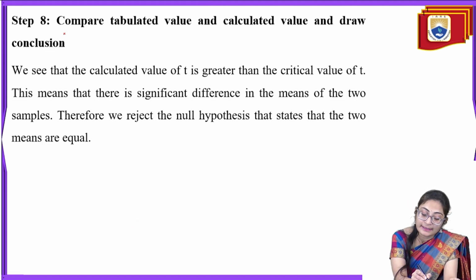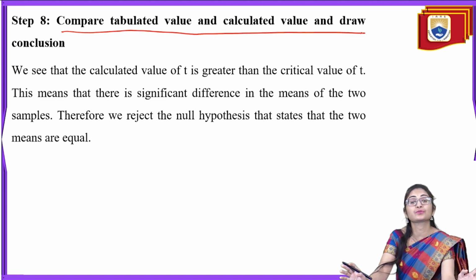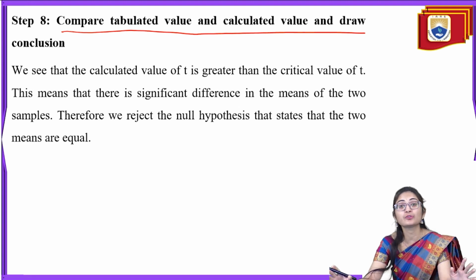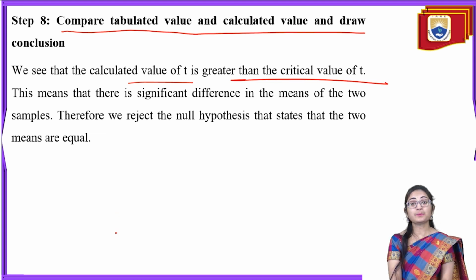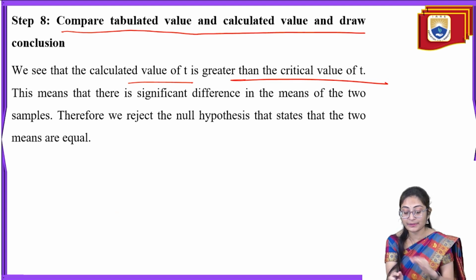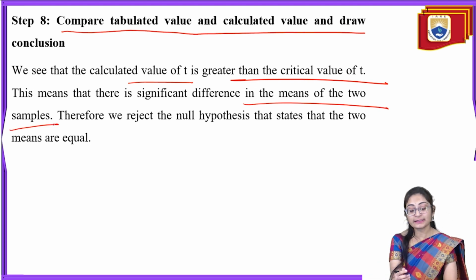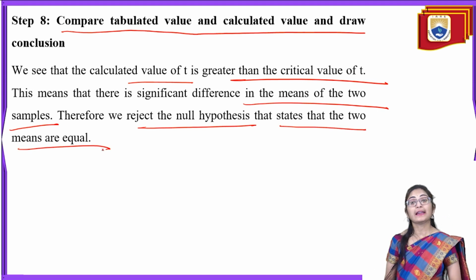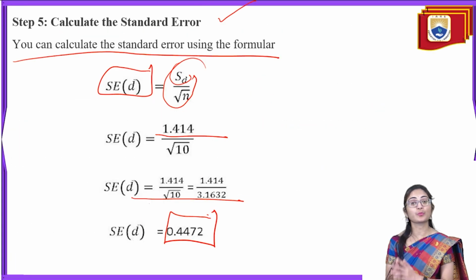Now step 8, you have to compare the tabulated value and the calculated value and reach your conclusion. We see that the calculated value of t is greater than the critical value of t. This means that there is a significant difference in the means of the two samples. Therefore, we reject the null hypothesis that states that the two means are equal. So this is all about problem solving on the basis of hypothesis testing.